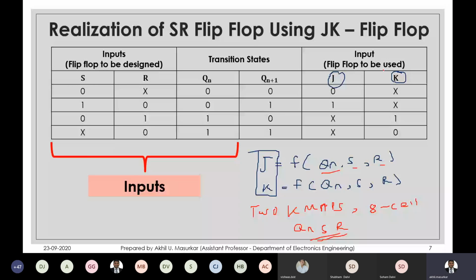Okay, if you are done with this table, just write done in the chat box. You can skip what I have written at the top: imports, flip-flop to be designed, all that. You can just write SR, QN plus 1, J and K. That's it. And start creating the K map for J. Start creating the K map for K.